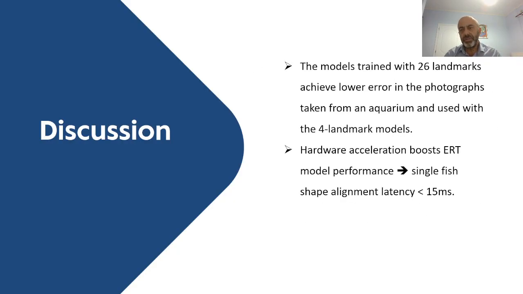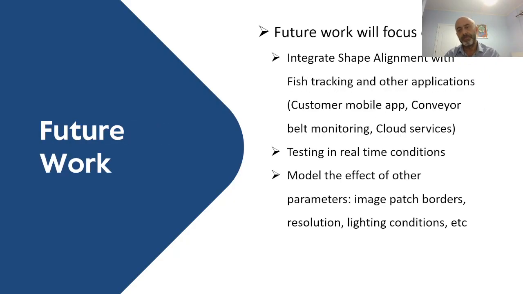The models trained with 26 landmarks achieved lower error in the photographs taken from the aquarium than the 4 landmark models, while hardware acceleration boosts the ERT model performance, since a single fish shape alignment can be performed in less than 15 milliseconds.